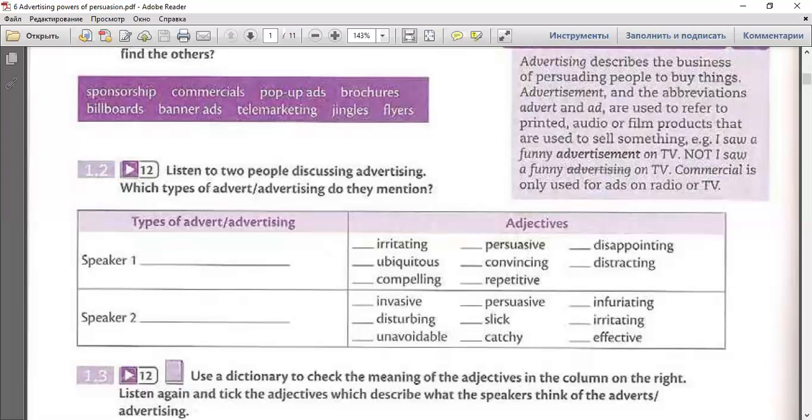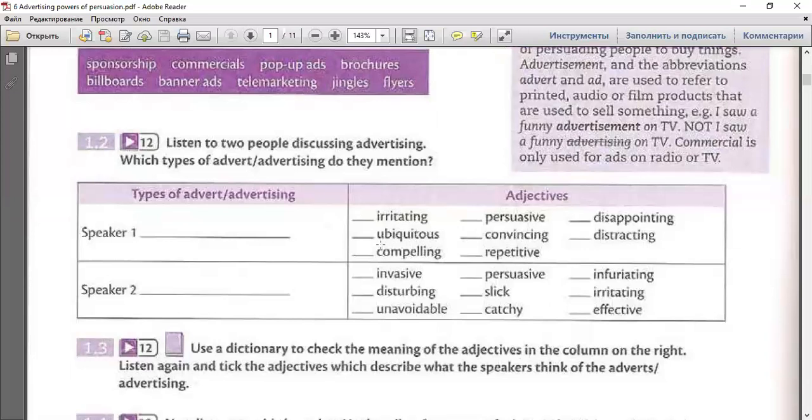Each of the speakers uses 3 adjectives from the right. So please write the adjectives that the speaker uses to talk about, first, pop-up ads and banner ads, and speaker 2 about telemarketing. So each of them uses 3 adjectives. Please write 3 adjectives from the first piece of listening, and 3 adjectives from the second piece. Okay, so let's listen again.